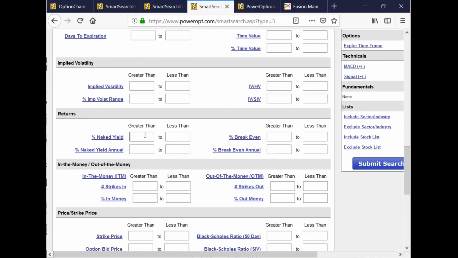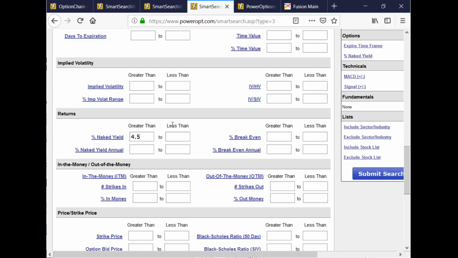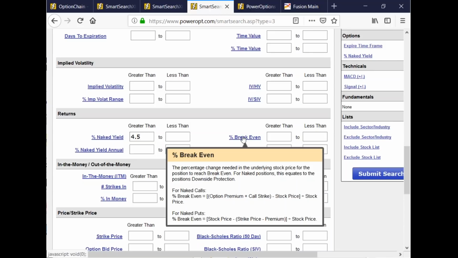What do you want your yield to be? The naked yield is based on a cash secured amount. The option premium you're receiving, Paul, divided by the put strike price. 3 months out, I figure an average return for me is around 1 to 1.5% for a good out-of-the-money naked put, maybe closer to 1.5% for an at-the-money. I'm going 3 months out. Maybe I want a minimum 4.5% return.